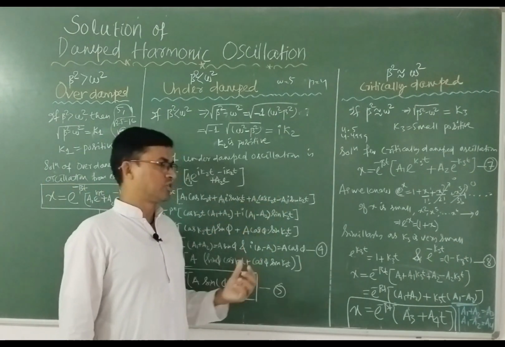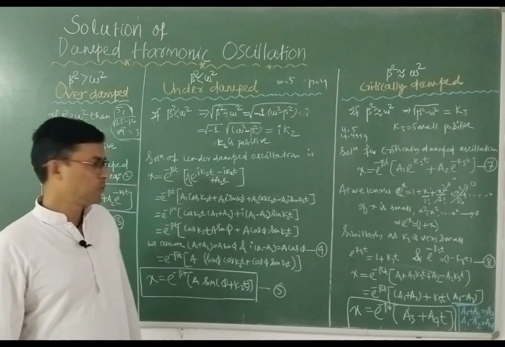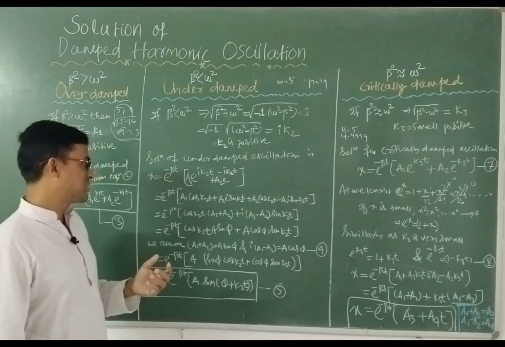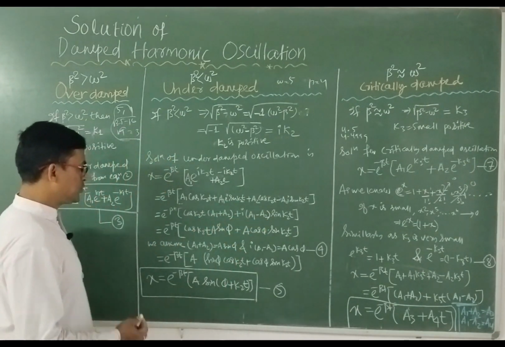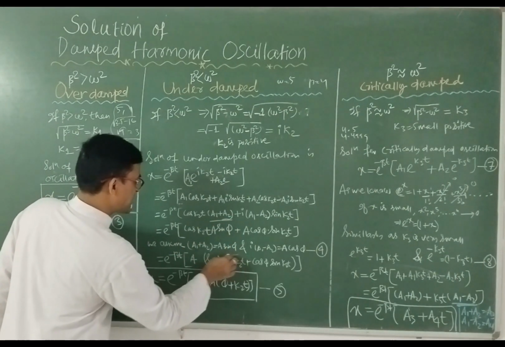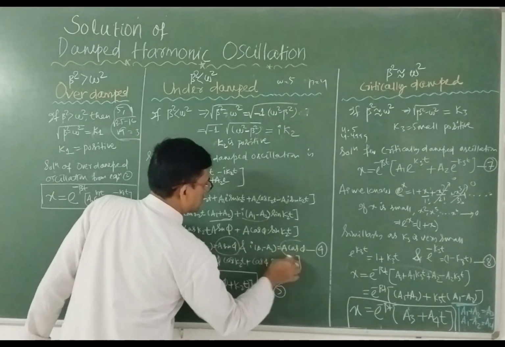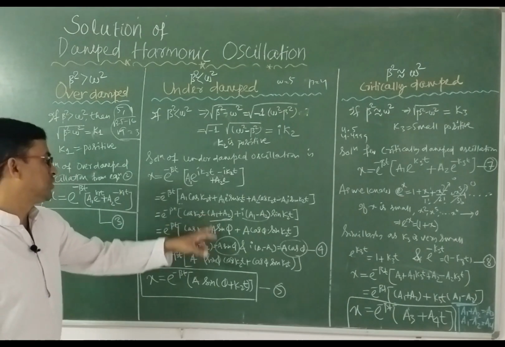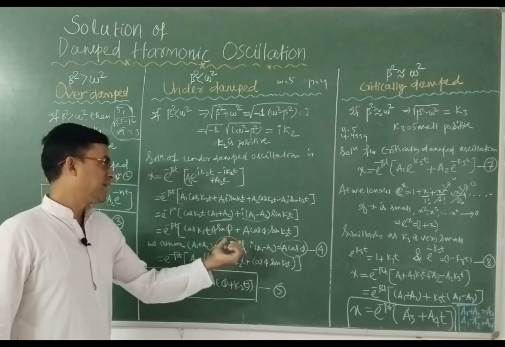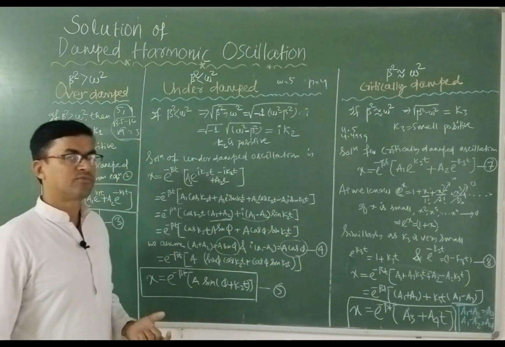Similarly, for second and fourth, if we take a common of sin k2t, then it is i(a1 minus a2). So this is a1 plus a2 and i(a1 minus a2). Thus what we will do, we will assume this a1 plus a2 as a sin phi, and this i(a1 minus a2) equal to a cos phi. So instead of a1 plus a2, we put a sin phi, cos k2t, a sin phi. Sin k2t is there. Instead of i(a1 minus a2), we put a cos phi.